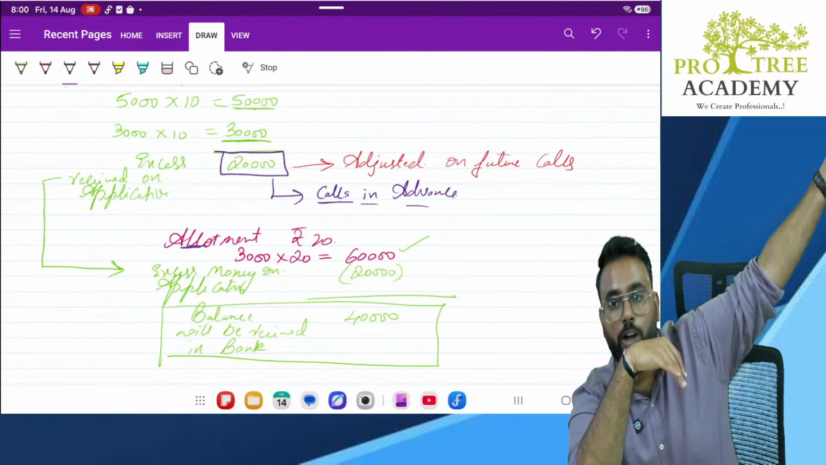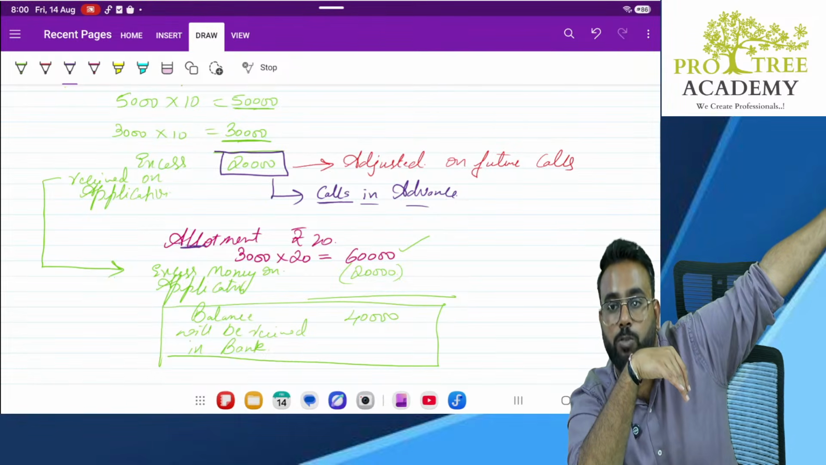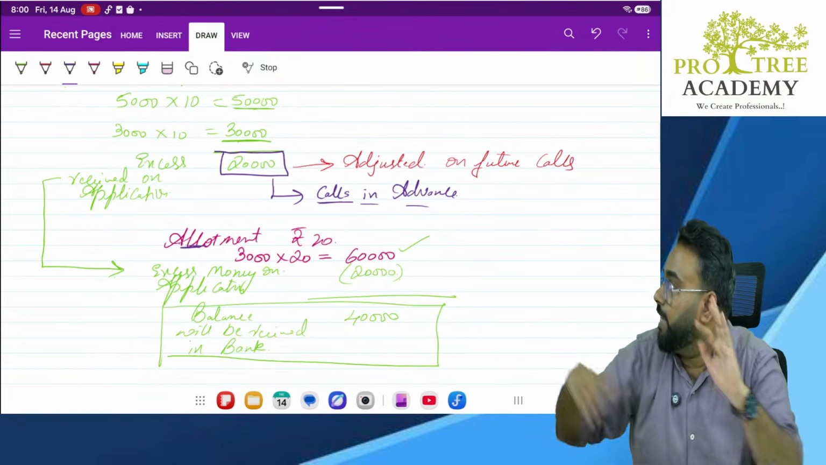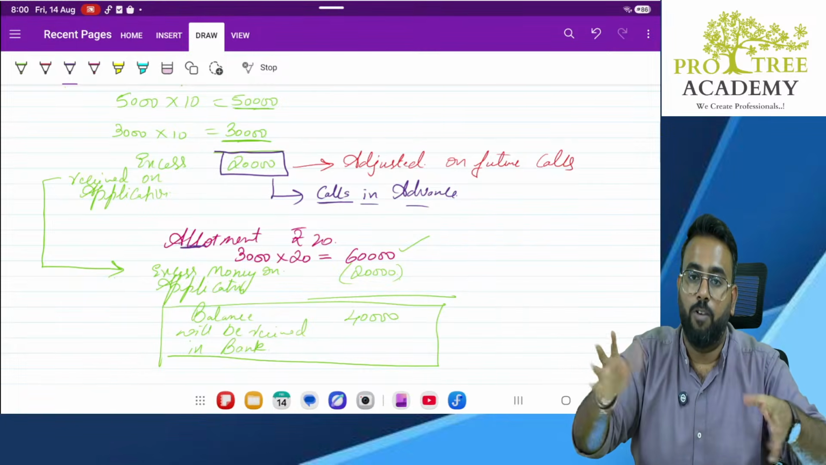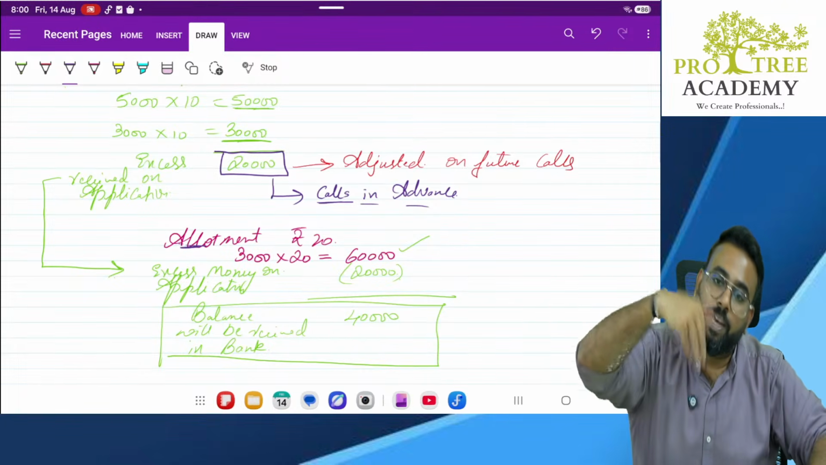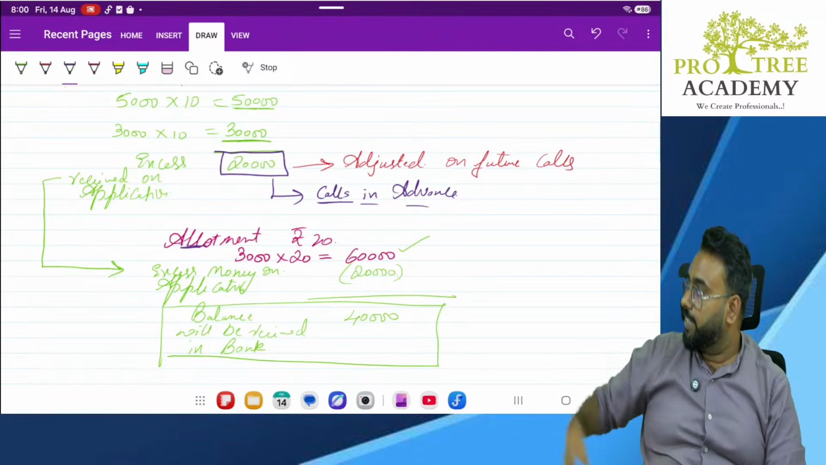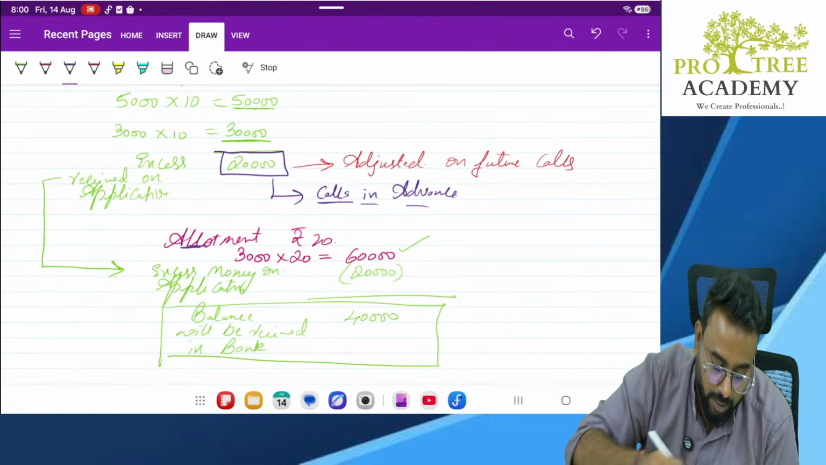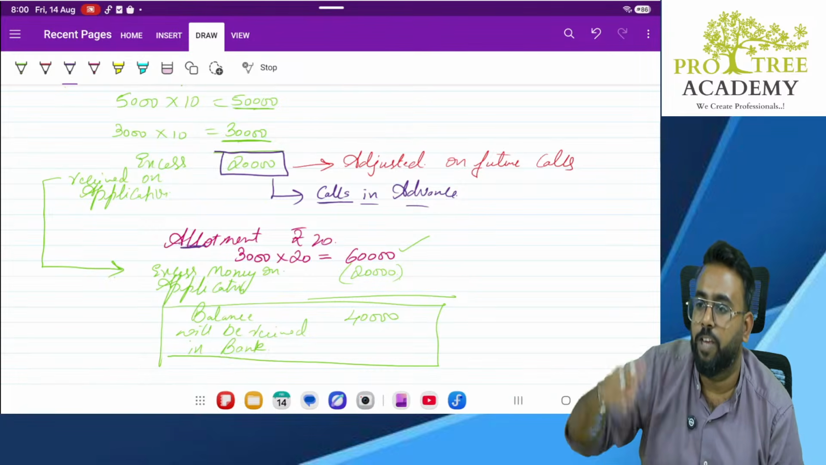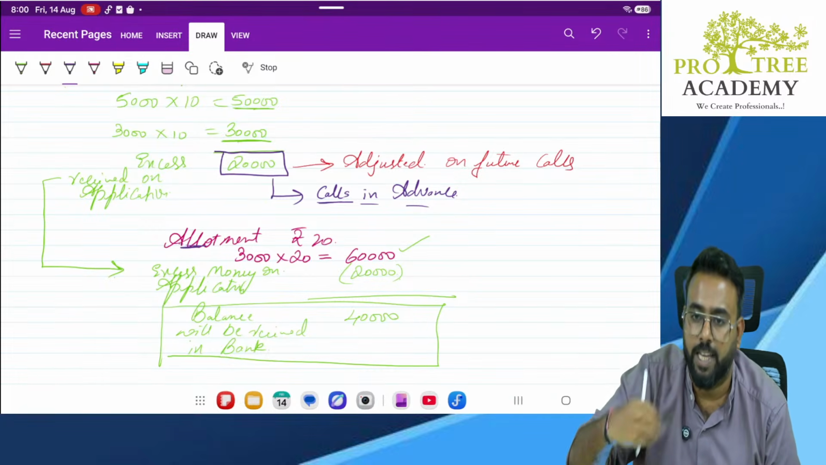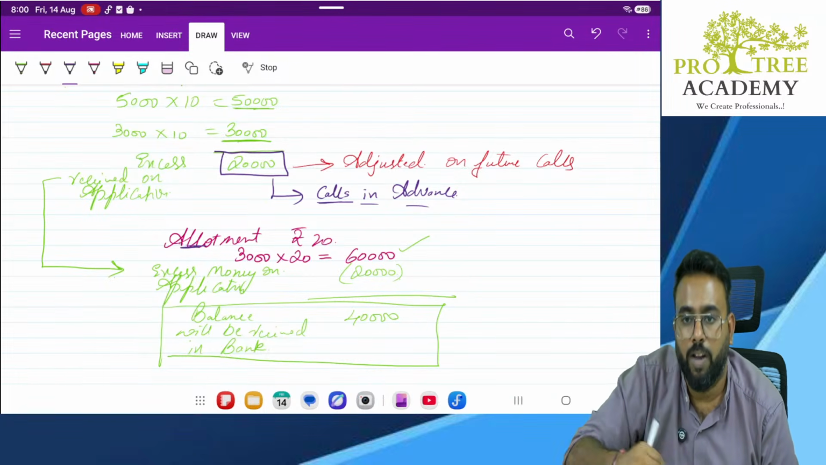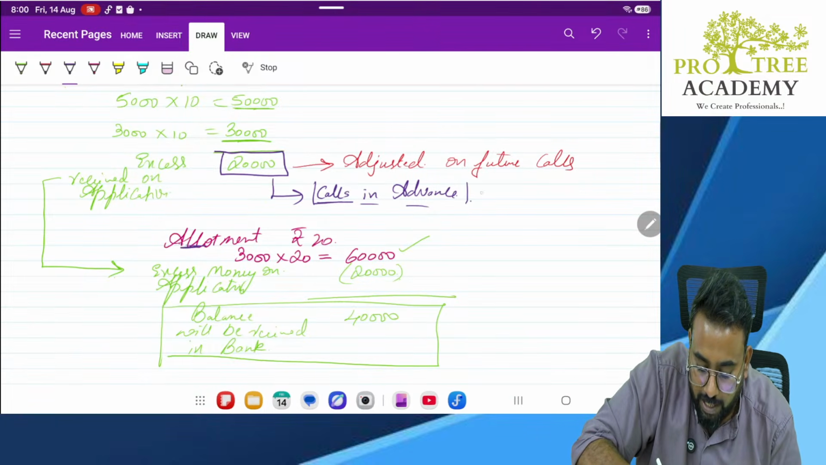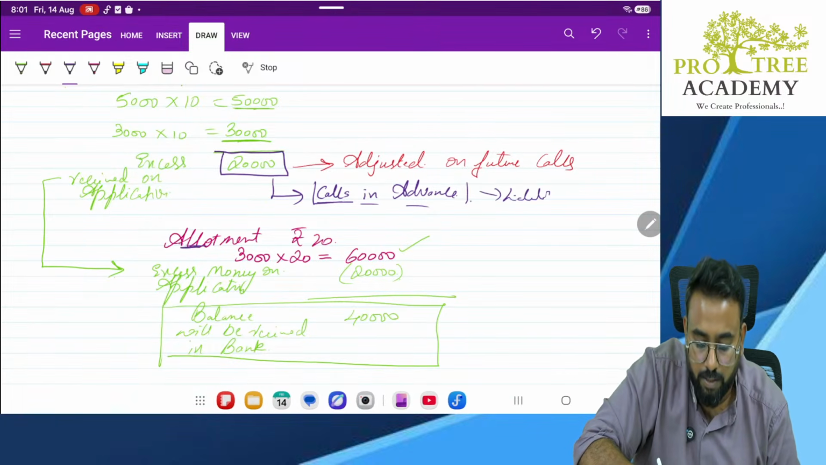Just like how there is calls in arrears. Correct? Calls in arrears means what? We have already called, they have not paid the money. It is the opposite of that. We have not called, they have paid the money in advance. It is a kind of liability account, and it will sit in the calls in advance account. See, 20,000 we have in excess. If he comes and asks me to give back that excess, I need to pay. I am obligated to pay. So that is why it sits in calls in advance and acts like a liability account. Clear?